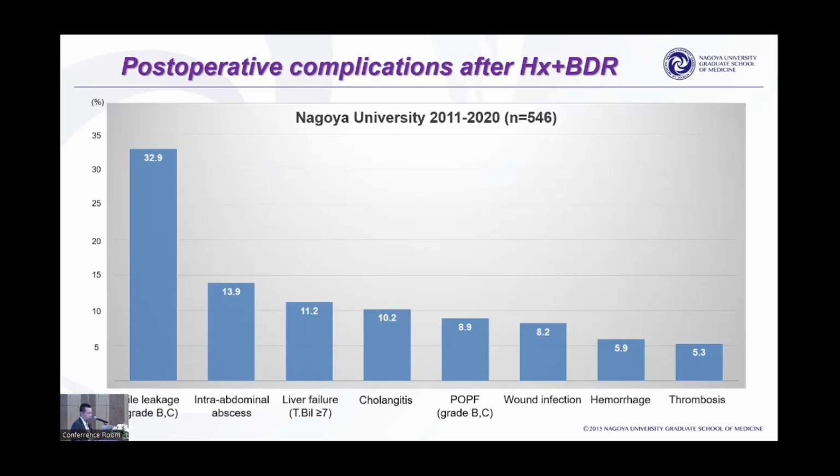This table lists postoperative complications after hepatectomy with bile duct dissection in our university. In order of the incidence, bile leakage was the most common complication. The incidence rate was 33%, followed by intra-abdominal abscess, liver failure, cholangitis, pancreatic fistula. The incidence of vascular complication, hemorrhage or thrombosis, was about 5%.